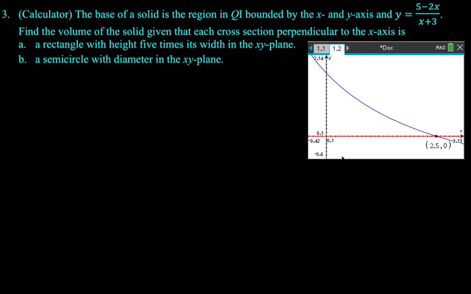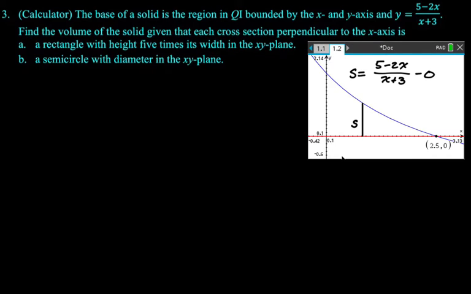We want to find the volume of the solid given that each cross-section is perpendicular to the x-axis. So what I'm going to do is draw in a segment that's perpendicular to the x-axis, and I'm going to call it S. Now the length of S in terms of the problem is the top minus the bottom, and the bottom is just 0, so we get 5 minus 2x over x plus 3 minus 0, which is really just 5 minus 2x over x plus 3.